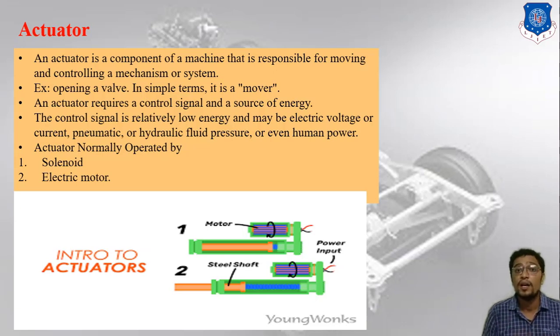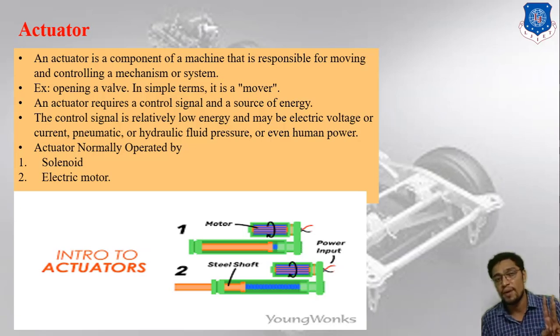So what is the source of energy? The source of energy comes in three forms. First one is electrical, second one is hydraulic, and third one is pneumatic. So there are three different types of energy sources which we need to focus on, and that relates to your output also. So this is the actuator form.